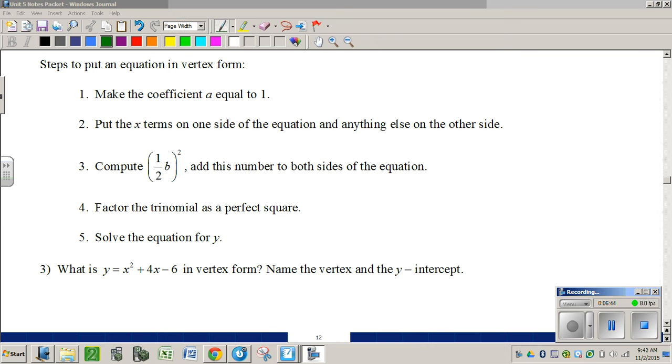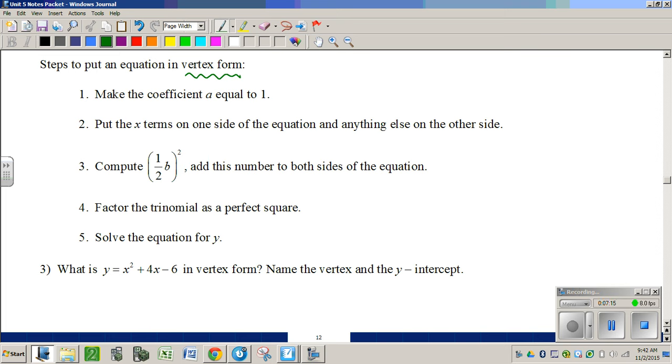So on the first day of this unit, we talked about the 3 different forms of a quadratic. We talked about standard form, we talked about intercept form, and we talked about vertex form. So our vertex form tells us our vertex value, and it also tells us whether our parabola is concave up or concave down. And on the first day, I also told you there was a way to go from standard form to vertex form algebraically. And that's what we're going to talk about in this portion.